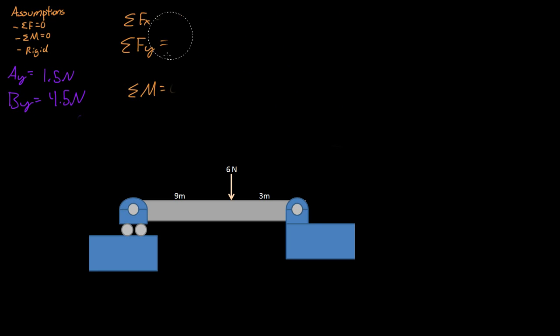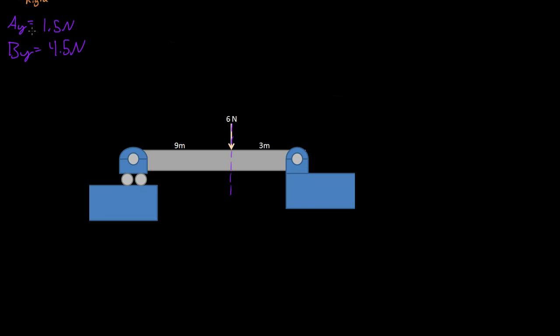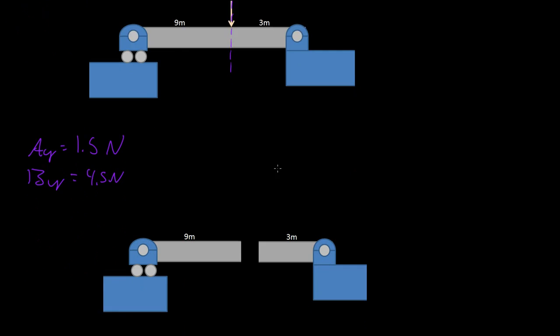Okay. So what does that have to do with the shear diagram and moment diagrams? Well, let's do shear first. If we broke this in half, right down here, and we have AY equals 1.5 newtons. I'm just going to write that down here. AY equals 1.5 newtons. BY equals 4.5 newtons. We broke that in half.